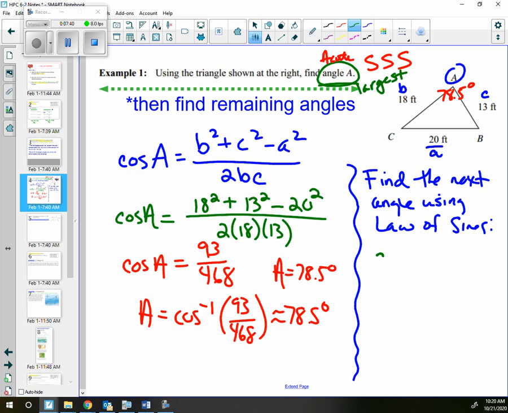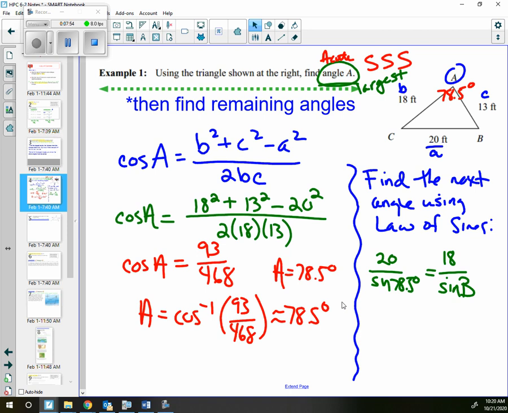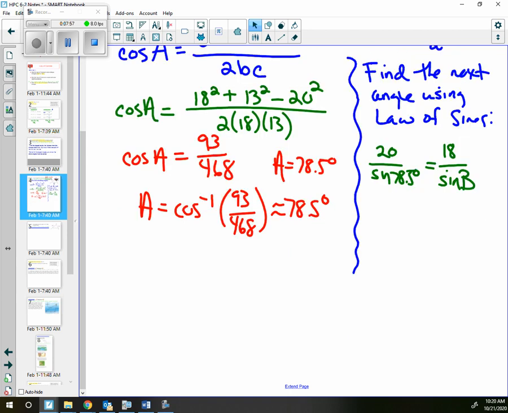So we can set up our law of sines. 20 is to the sine of angle A, which is 78.5, as 18, side B, is to the sine of angle B. So we're going to cross multiply, divide, and use the inverse, because we're solving for an angle. Now, I wrote down the rounded version of that angle measurement. It might be good, though, when you're actually doing the calculation to use all the values. If you don't, you're going to be off by a couple decimal points. Show your work so I know what you did. If you put in the 78.5 instead of the whole decimal value, your answer will be a little bit different.